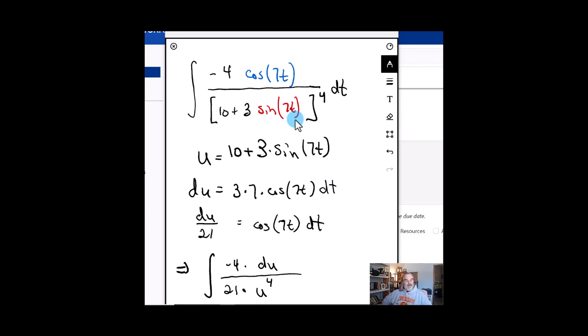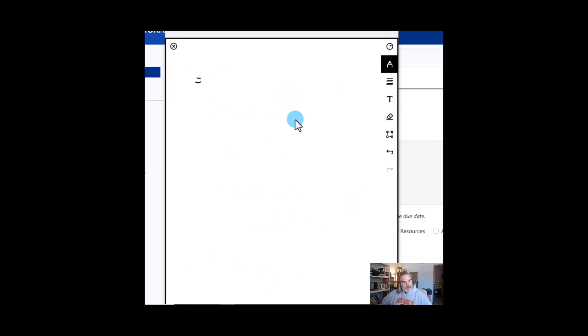And I'm even going to factor out the -4 over 21 when I get to the next screen. Come on, u. There we go. So that'll be -4 over 21, integral of, well, du over u to the fourth, that's u to the -4th du. Okay. Whew, this is just a good old-fashioned power rule. So -4 over 21, antiderivative of u to the -4th is u to the -5th? No. Right?